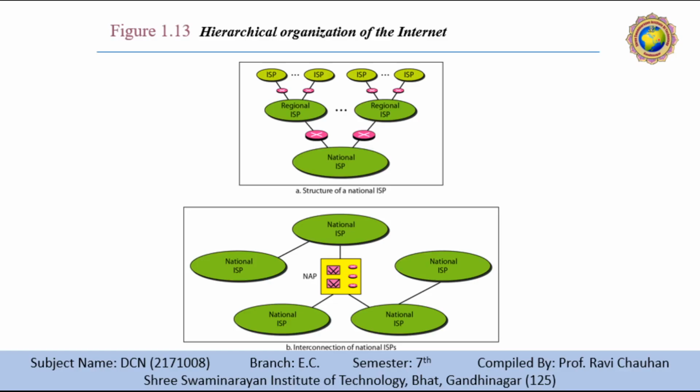Now, regional internet service providers. Regional ISPs are smaller ISPs that are connected to one or more national ISPs. They are at the third level of the hierarchy, with a smaller data rate.